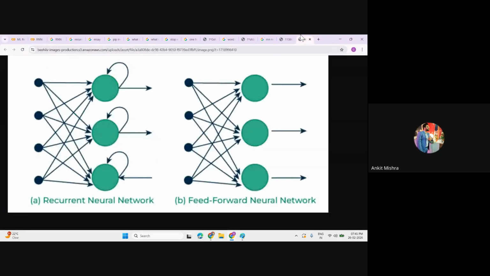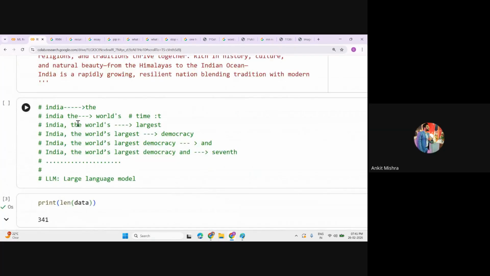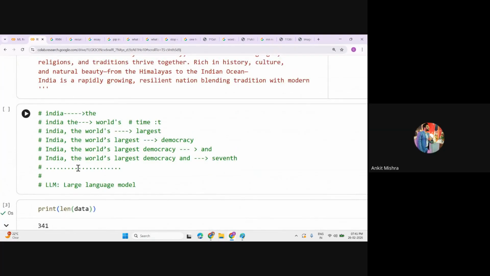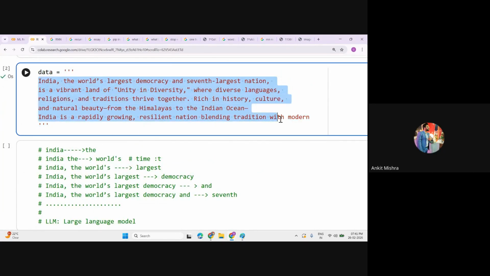RNN has an issue: if the context length becomes longer, it will try to forget the previous words. Just look at this, the last word has to pick up all the context. This will become my input, and that one my output. Once you give this length as an input just to predict the output, you will eventually forget the earlier inputs, like, assume this one, India, the world's largest. You will forget the previous data, and that is the disadvantage of this RNN model.